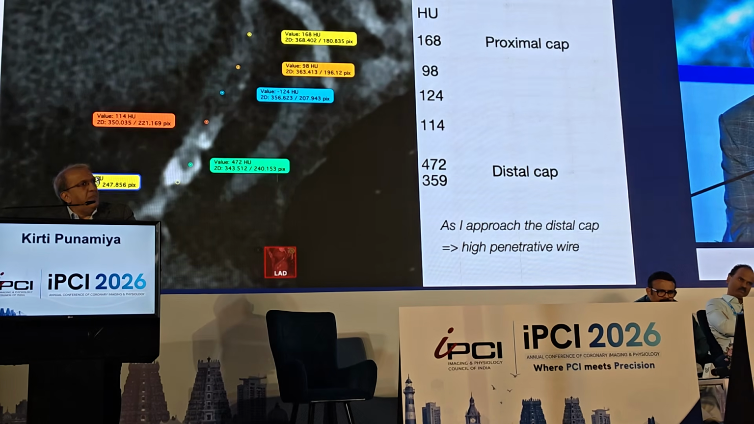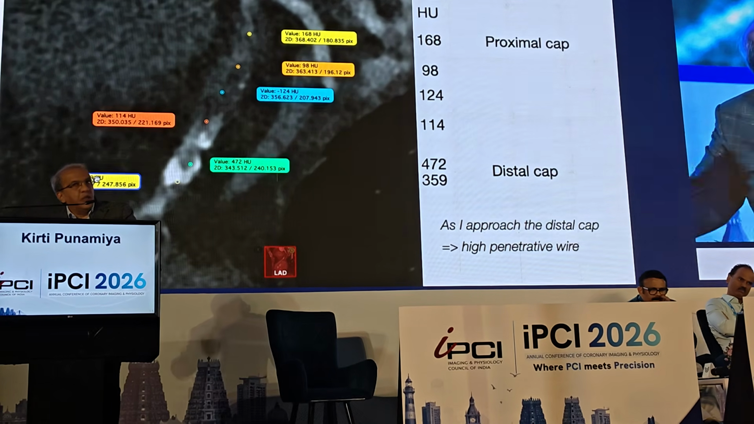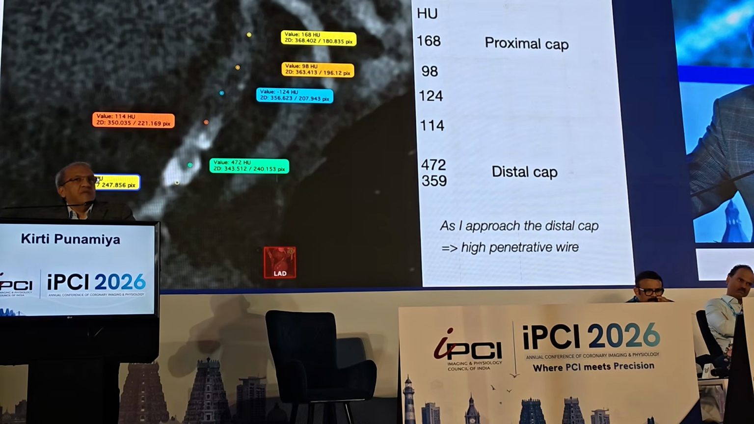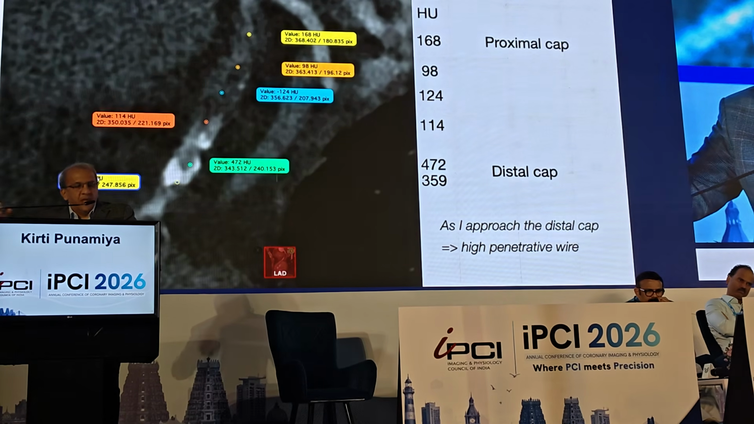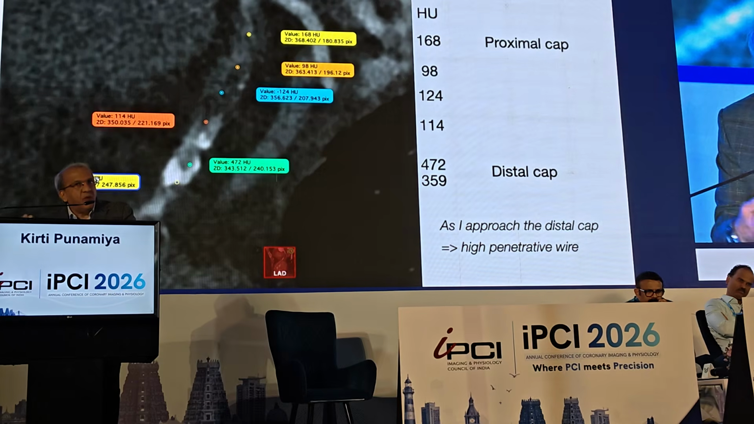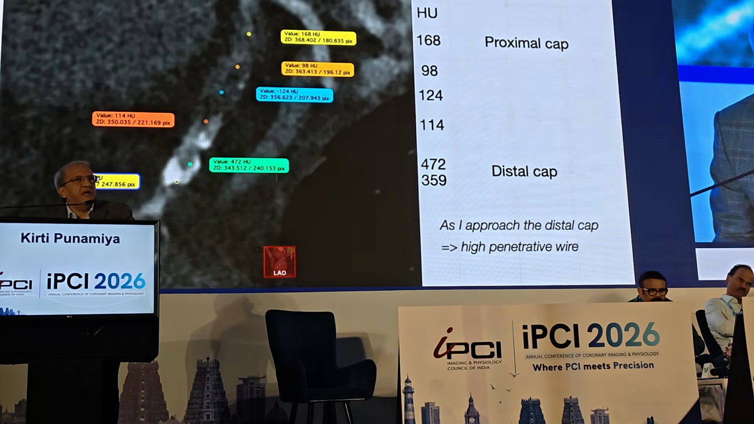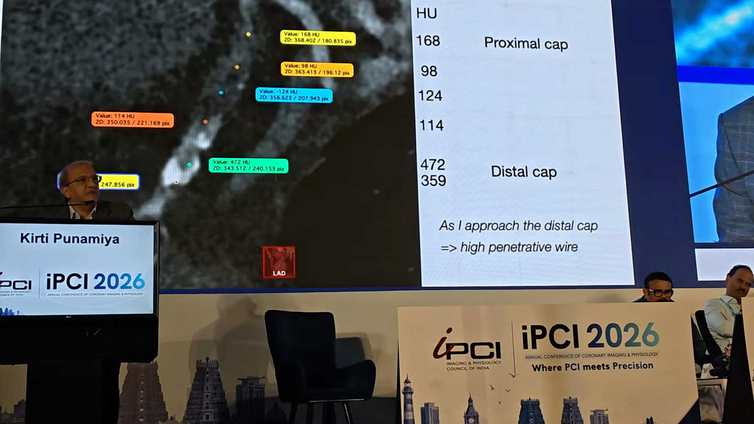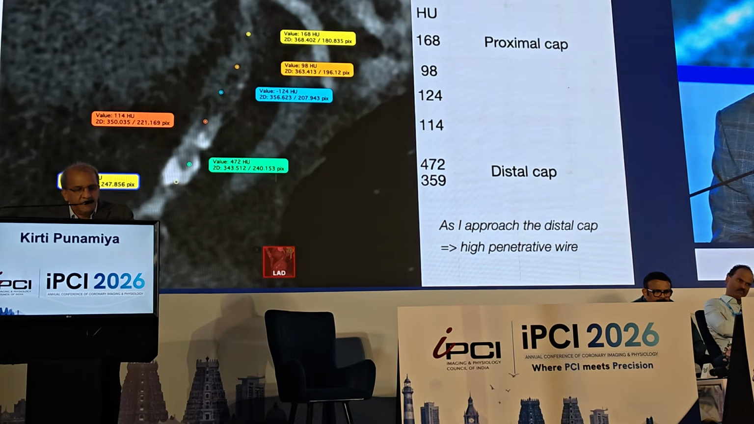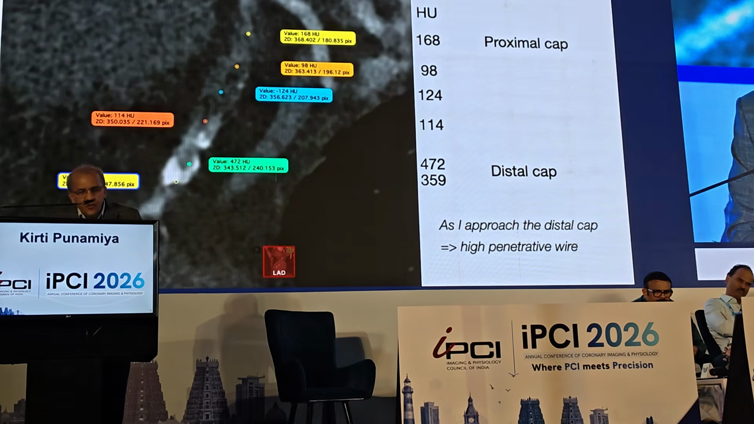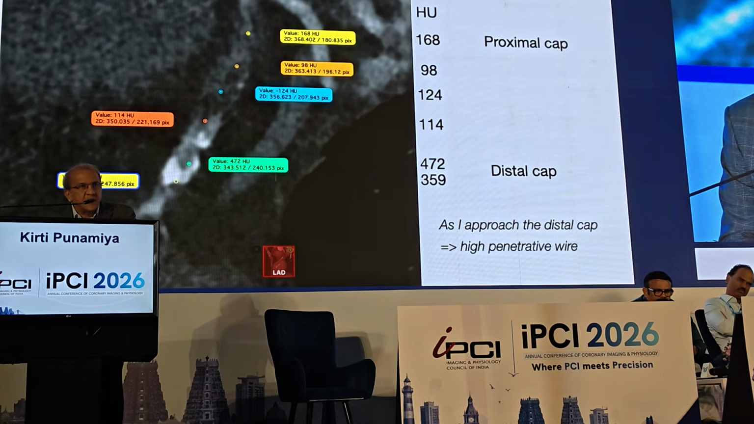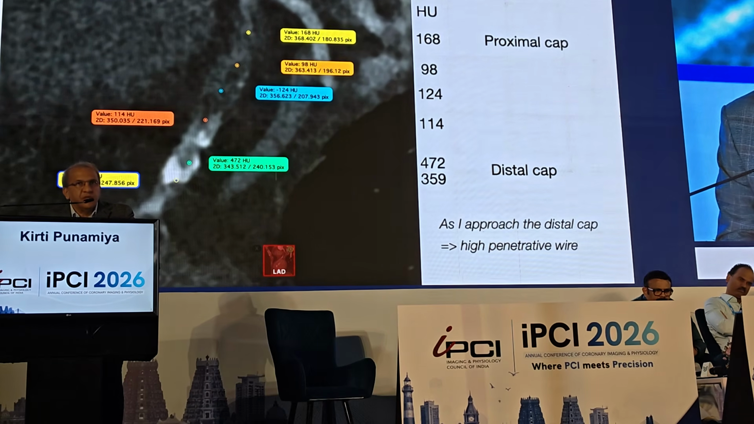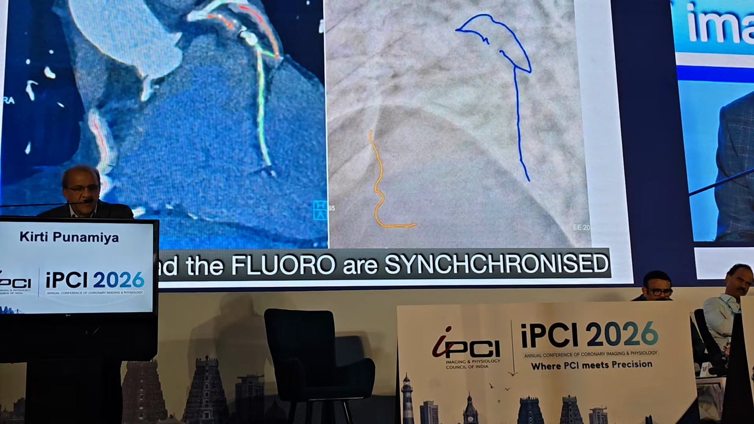And so from 130 on, you can get to 1,000, 1,200 intensity Hounsfield value. And as you go up, we realize that when you have Hounsfield values of more than 600, it's very likely that you're going to need an atherectomy for these kind of patients. So we knew that approaching the distal cap will require a high penetrative wire given the circumstances.